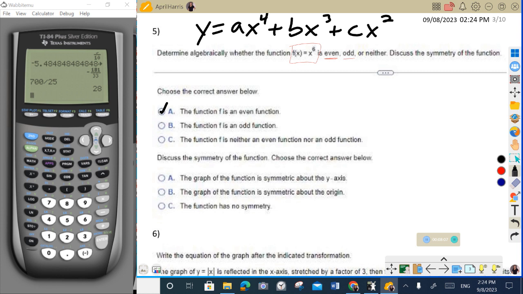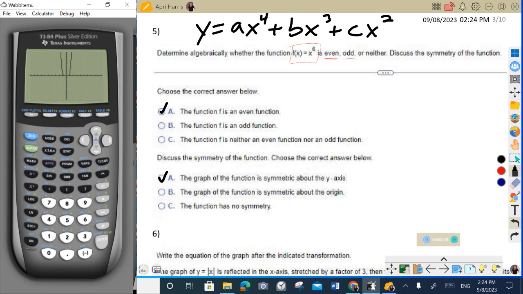Even functions are symmetrical across the y-axis. So if you wanted to graph it on the calculator, you would go to your y equals screen and graph x to the 6. It's going to look like a parabola except stretched vertically. Remember, you go zoom standard. And hopefully you can see the symmetry across the y-axis, therefore it's an even function.